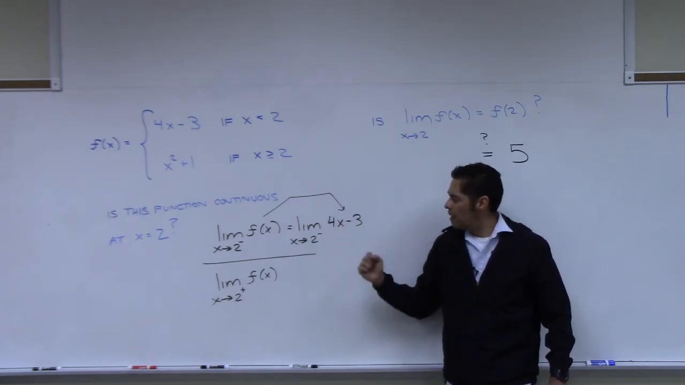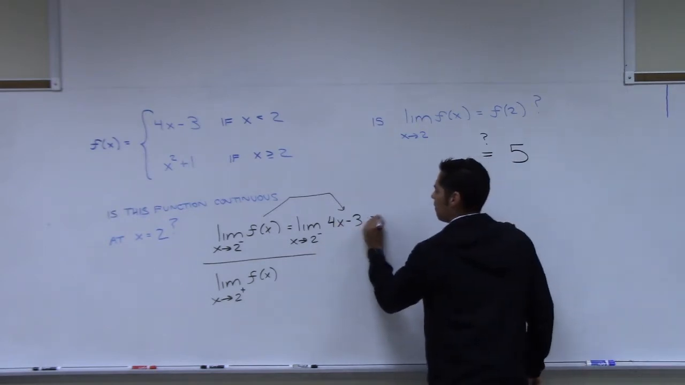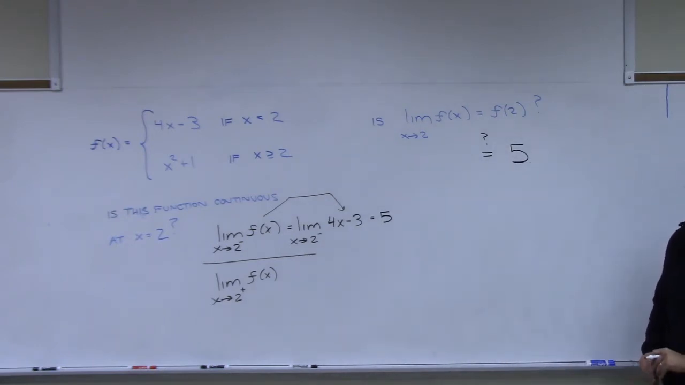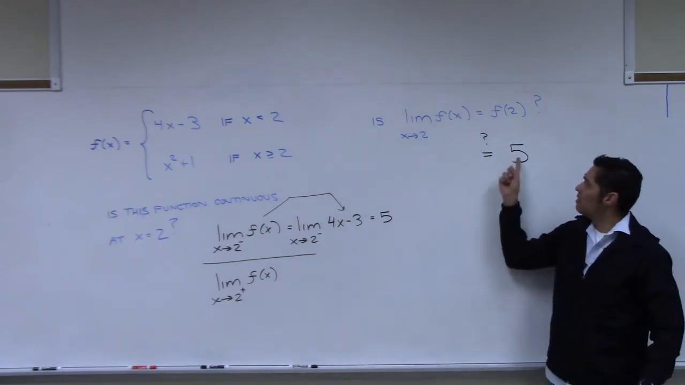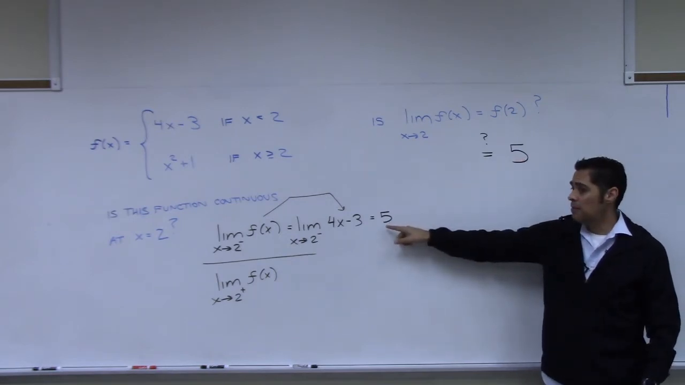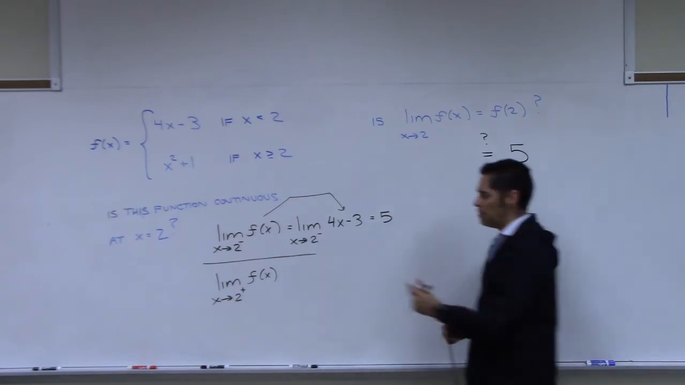So what happens if I plug in 2 into this? It comes out to be 5. Okay. I'm actually really liking this right now because this was 5 over here, wasn't it? And from one side, it's 5. I just need this one to be 5 also, and I'm done. And it will be continuous. Let's see if it is.